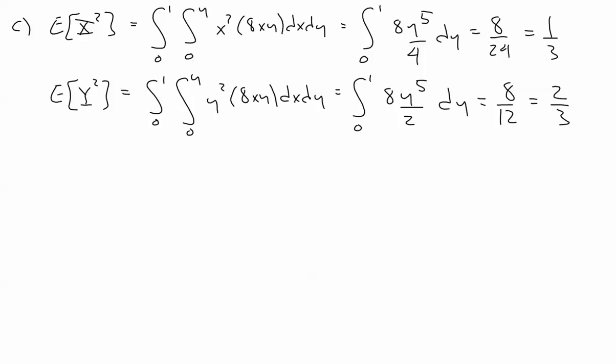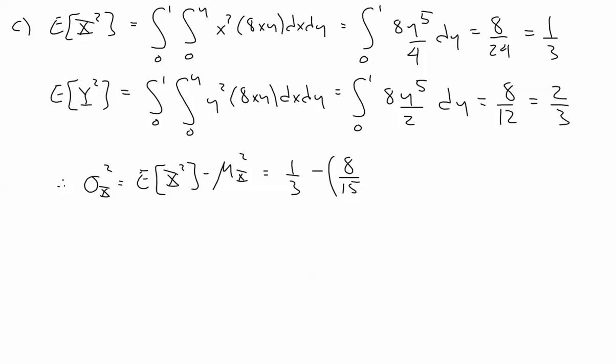Then I can calculate my variances. Variance is the mean squared value minus the square of the mean, and that is 1/3 minus 8/15 squared, and that turns out to be 11/225 or 0.0489.